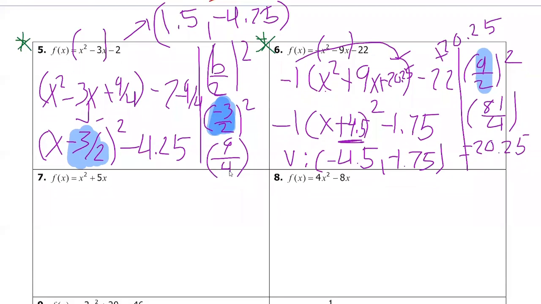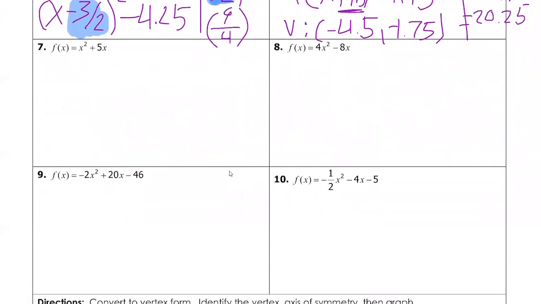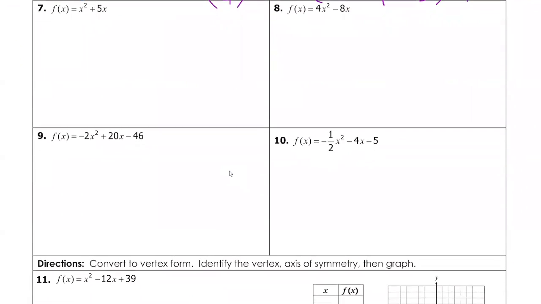Let's keep going. So if 5 and 6 were a little bit tricky, I get it. With the decimals, it probably makes it a little rough to look at.